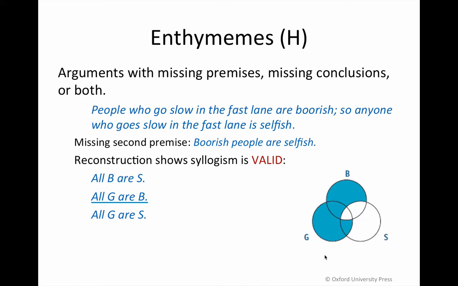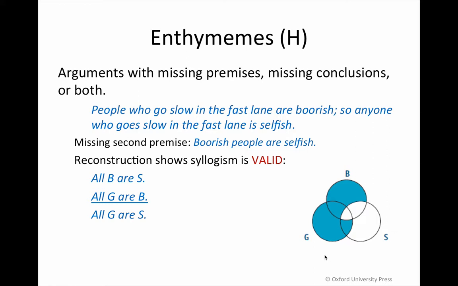The conclusion is all G, that is, people who go slow in the fast lane, are S, that is, selfish people. The first premise, then, is people who go slow in the fast lane are boorish. Now, when you translate that, you end up with all G are B. That is, all people who go slow in the fast lane are boorish people.